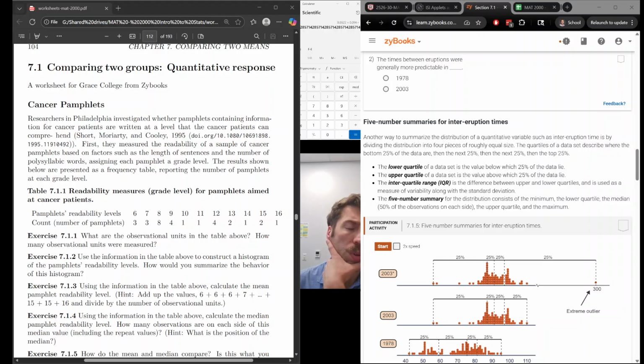Okay, so for the worksheet for 7.1, we're looking at the readability of cancer pamphlets. Researchers looked at a bunch of cancer pamphlets and assessed the readability levels, and they give us the data in this table. For instance, for a 6th grade reading level, there are 3 pamphlets. For 7th grade, there were 3 pamphlets. For 8th grade, there were 8 pamphlets, and so on and so forth.